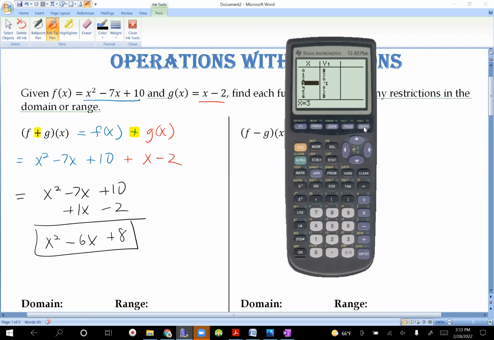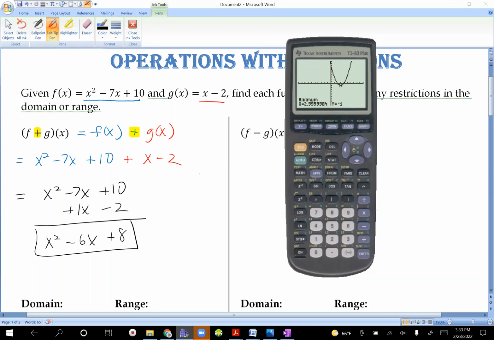You can also go to the graph here and go second trace. This is a minimum. Go left of it. I'm left of it. I can hit enter right now. Go right of it. Then hit enter here. Enter again. And we see here it is at 2.9. That's pretty much 3, -1.